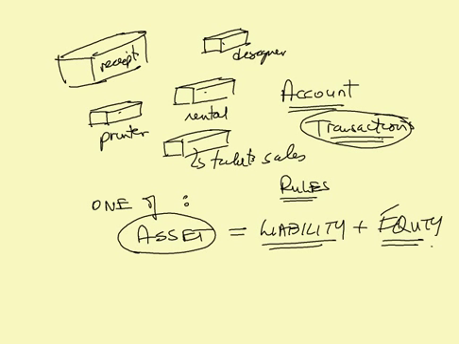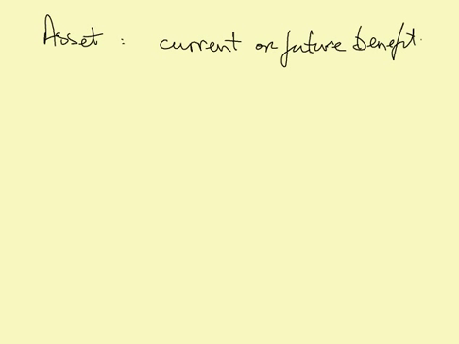All right, so let's talk about what is an asset, because the other two classifications, liability and equity, derive their definition from the definition of an asset. And the definition of an asset just basically follows our intuitive sense of what an asset is. Basically, what an asset is on the street is a current or future benefit. So it's something we have or own that will give us a current benefit or a benefit into the future.